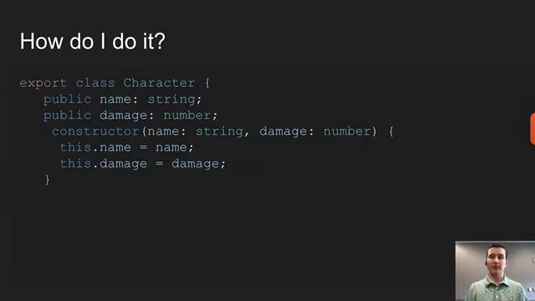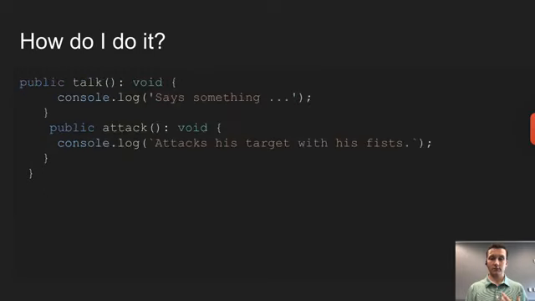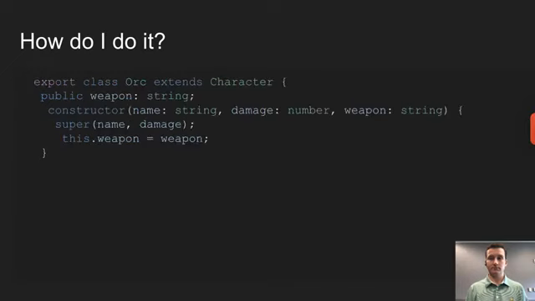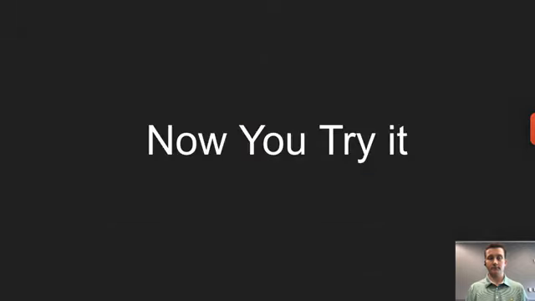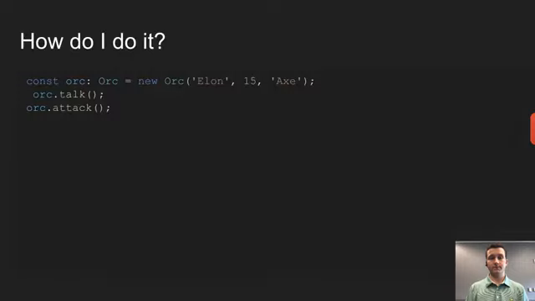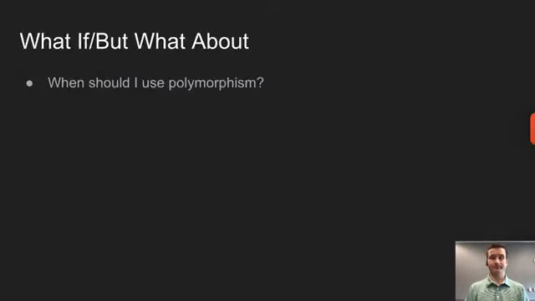Take the example above and use it to call orc attack and orc talk. Give it a shot. Here's the solution. We declare our orc as a new object, and then we call orc.talk and orc.attack. Run this code, make sure that it works in the compiler, and verify your results.